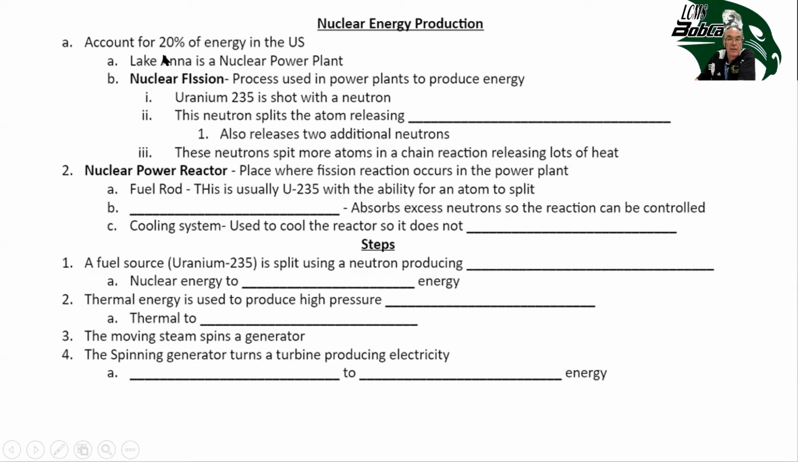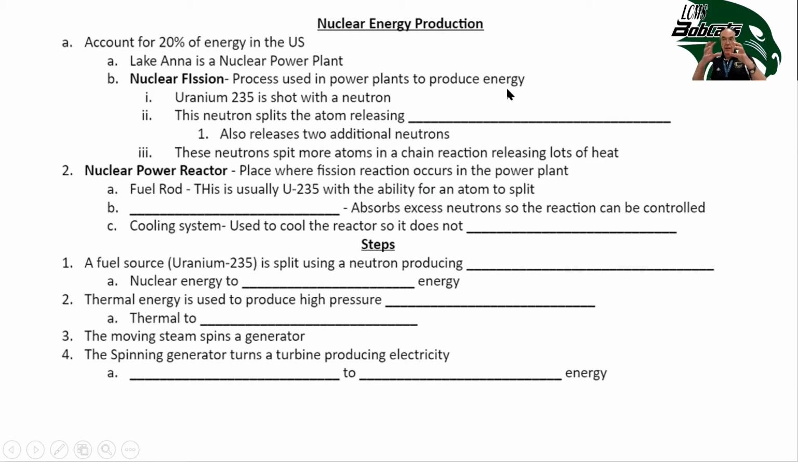And then nuclear energy. About 20% of the electricity in the United States comes from nuclear energy. Lake Anna, right here in Louisa, is a nuclear power plant. It uses nuclear fission. We would like to be able to use nuclear fusion someday, but right now we can only use fission. This process is used in power plants to produce energy. It starts off with uranium-235, and then it's bombarded with neutrons.